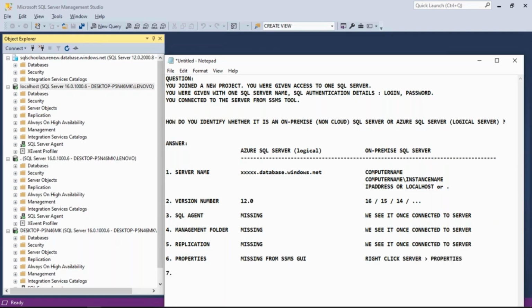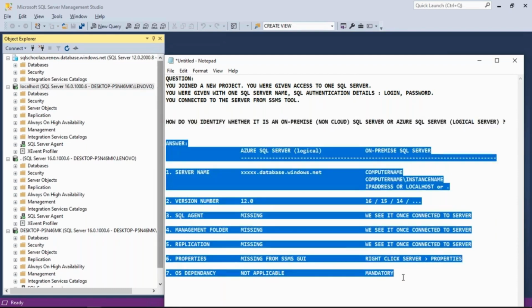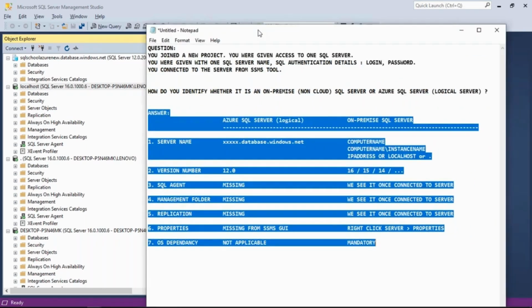Number 7, OS dependency. Here it is not applicable, whereas here it is mandatory, because without OS dependency there is no authentication, no service. So these are the 7 major differences using which we can identify. Any one is enough to answer this question, to quickly identify which server we are connected to. One of these 7 is enough at our job place.